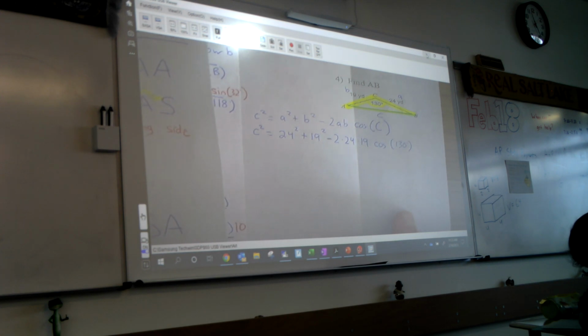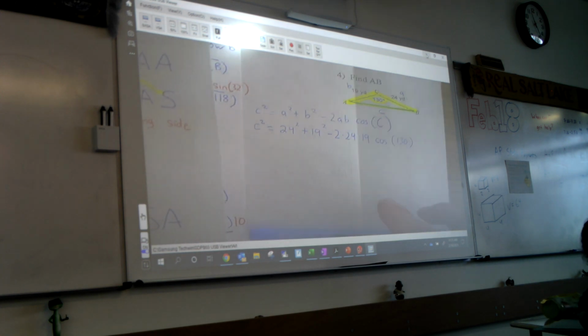Now if you guys remember from last time, what do we do with that big long equation? Put it in your calculator. You just put it in your calculator, and make sure it's in degree mode, because it just might change. So let's have everyone practice doing that. Let's see if we get the same thing.